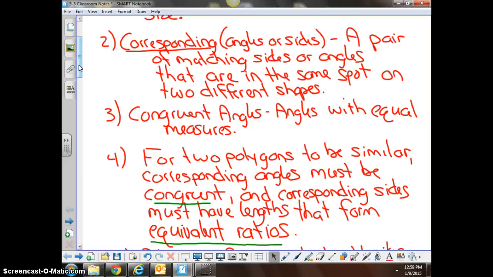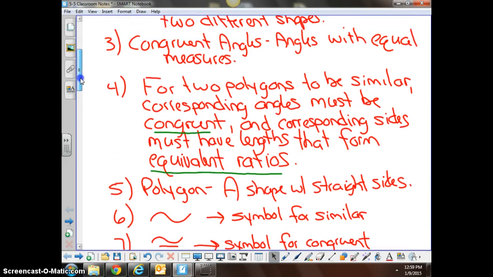3 is a congruent angle, angles with equal measures. So if you have a right triangle and you have a second right triangle, you would say that the 90-degree measurement would be congruent on both triangles. And then a very, very important rule for you to know is number 4.